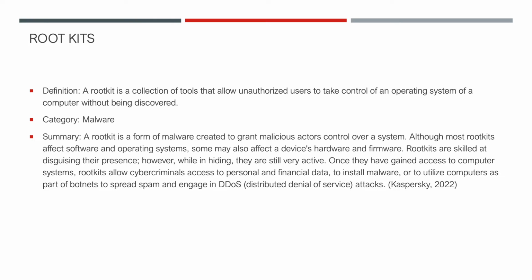Rootkits are skilled at disguising their presence. They're great at hiding once they're inside a system. However, while they're in there, they are still very active even though they may be hidden. Once they've gained access to computer systems, rootkits allow cybercriminals access to personal and financial data, allow them to install malware, or to utilize the computers as part of a larger botnet in order to engage in a DDoS attack.